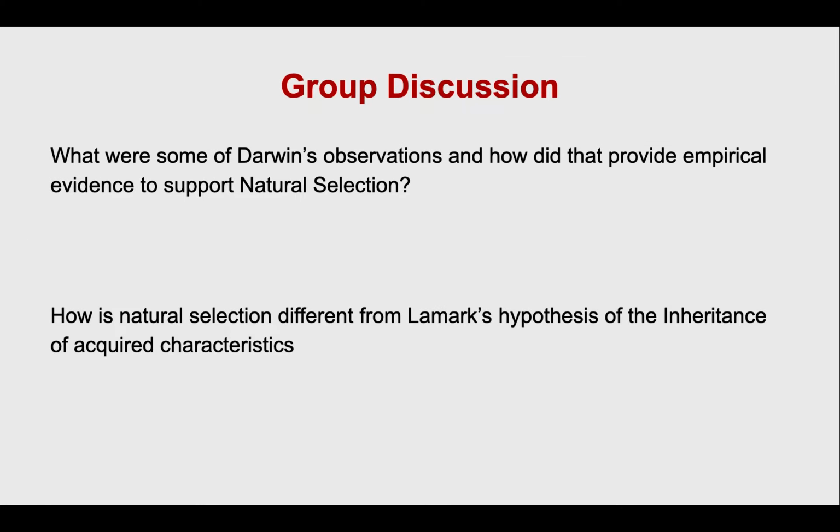I want us to take a break and think over these questions. What are some of those observations that Darwin made? And how did that provide empirical evidence to support natural selection? Then there's another question I want you to answer after that. Take a couple minutes to do so.